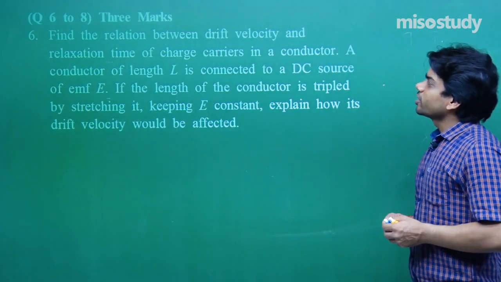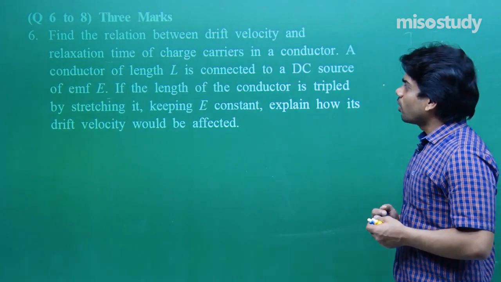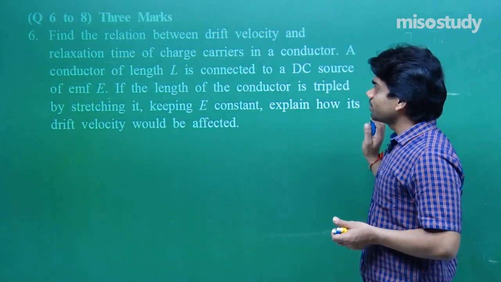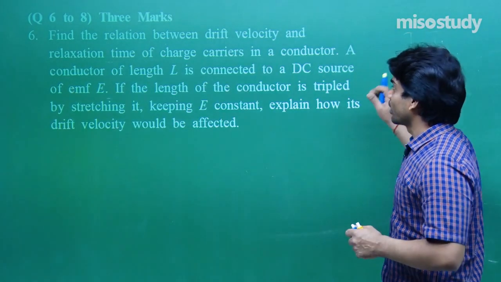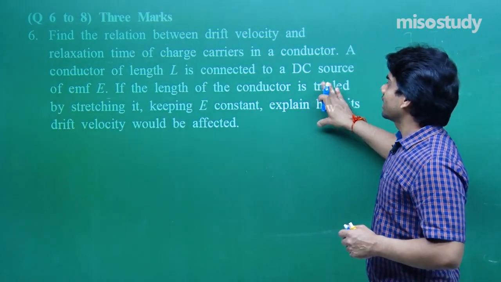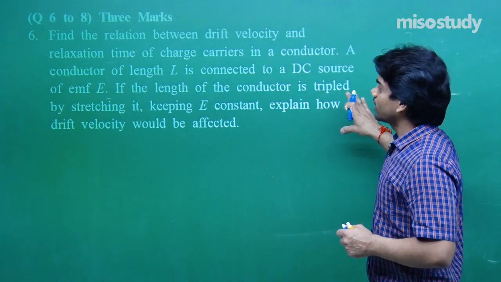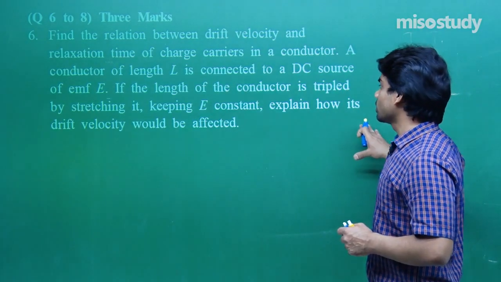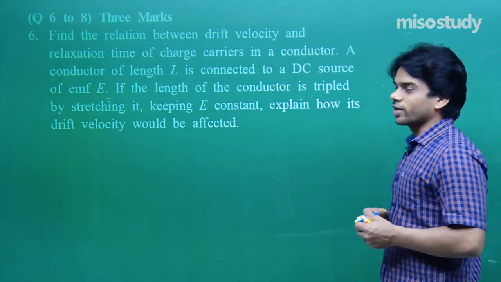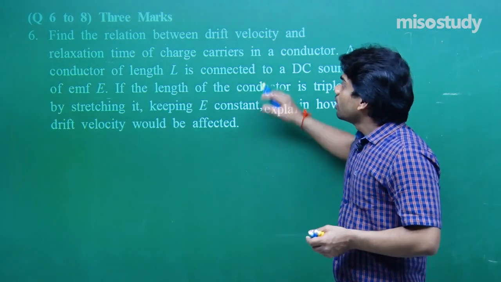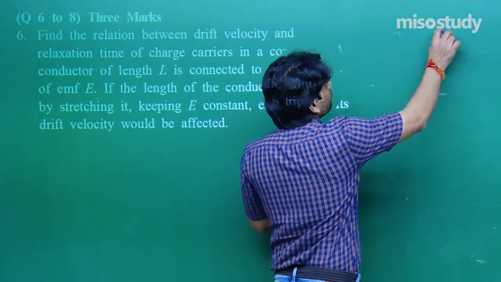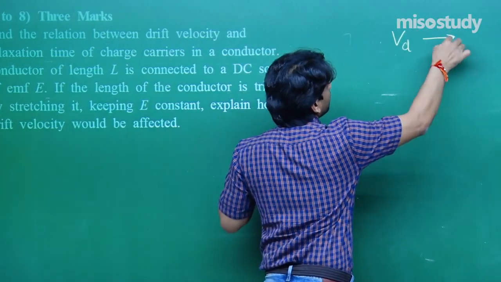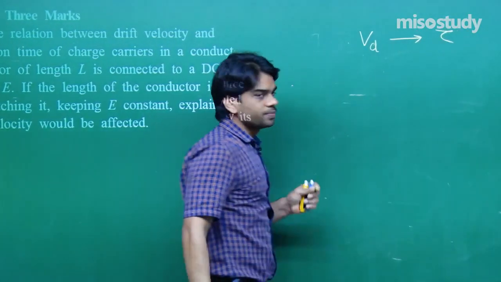3 marks question, find the relation between drift velocity and relaxation time of the charge carriers in a conductor. So relation between drift velocity and relaxation time, we have done this, and I will tell you again. A conductor of length L is connected to a DC source of EMF E. If the length of the conductor is tripled by stretching it, keeping E constant, explain how drift velocity would be affected. We have done just now this. Find the relation between the drift velocity Vd and relaxation time tau.